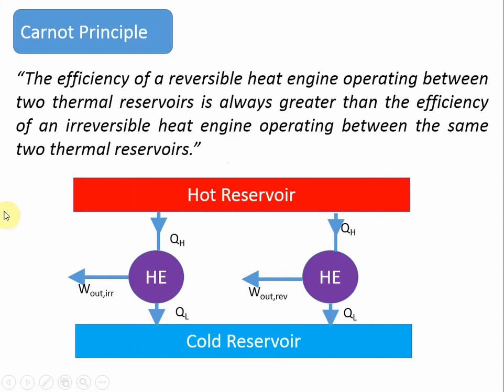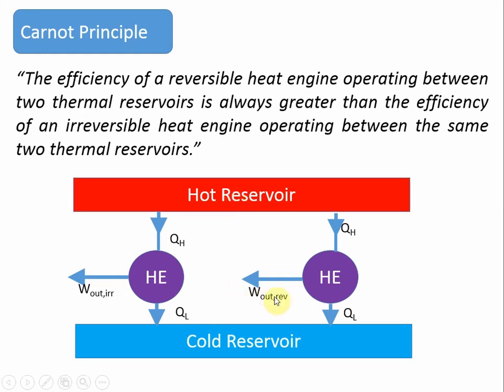You know, a heat engine is required to operate between two thermal reservoirs. Here is the hot reservoir, this is a cold reservoir. This is an irreversible heat engine which absorbs QH quantity of heat from the hot reservoir and rejects QL quantity of heat to a cold reservoir and produces W out irreversible quantity of work. And this is a reversible heat engine. Carnot principle says the efficiency of this reversible heat engine is always greater than the efficiency of the irreversible heat engine which is operating between the same two thermal reservoirs.